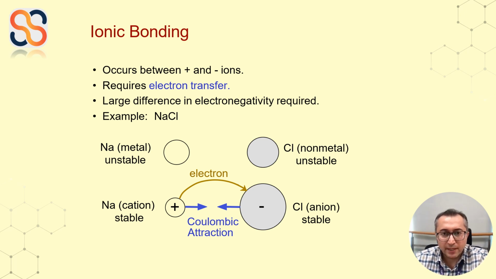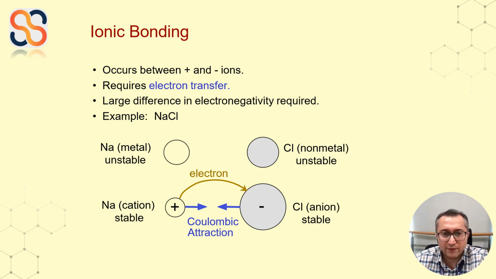Sodium, being a metal, has an unstable electron configuration with one electron in its outer shell. It wants to lose this electron to achieve a more stable configuration. On the other hand, chlorine is a nonmetal that also has an unstable configuration, needing one more electron to complete its outer shell. When sodium donates its electron to chlorine, it transforms into an Na+ ion, a cation, and chlorine becomes a Cl- ion, an anion.